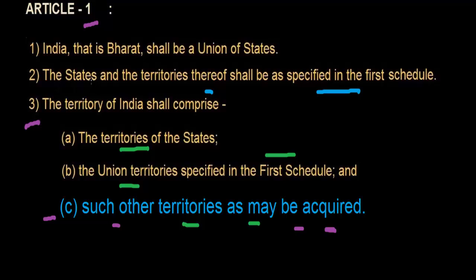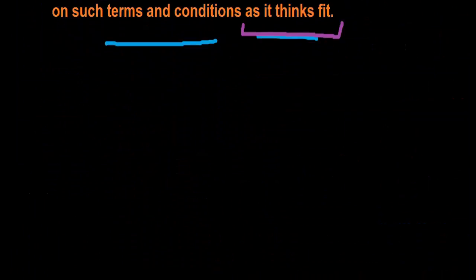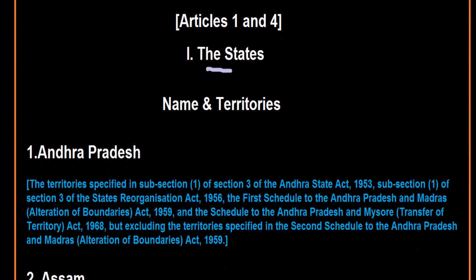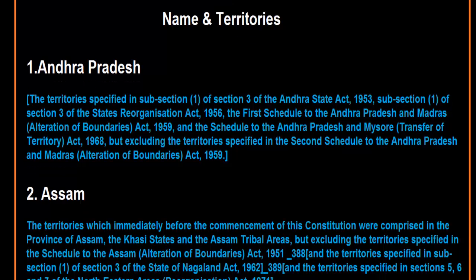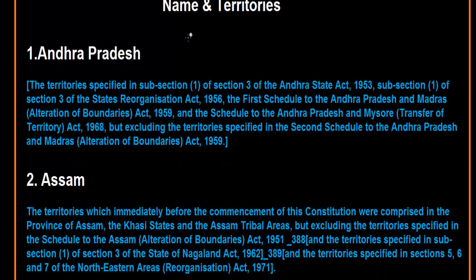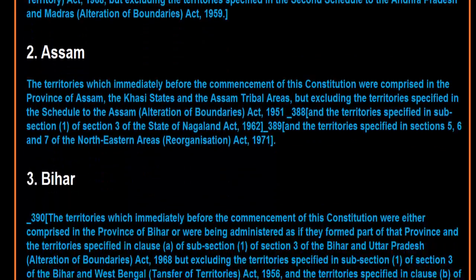Now coming back to Article 1 once again, it says the territories of the states and the union territories as specified in the first schedule. Now what this first schedule is, although we have given a mention to this in our earlier videos, let us see that once again. The first schedule mentions all the names of the states or the union territories specified in the Constitution of India, or those particular states and territories which are recognized by the Indian Union.